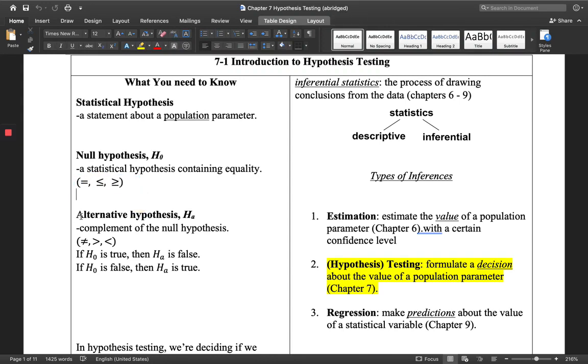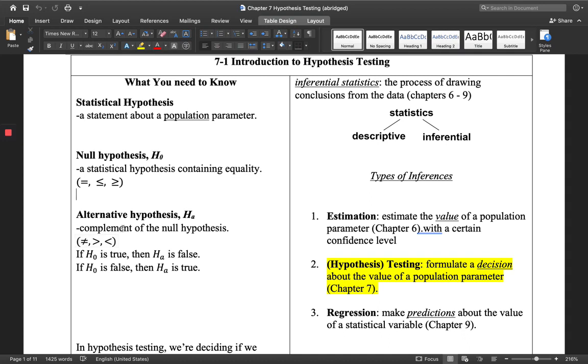Now the alternative hypothesis to that, HA, is the complement of the null hypothesis. So if the original null hypothesis included an equal sign, mu is equal to some number, its complement would be not equal to that number. If the original H0 is less than or equal to something, its complement would be strictly greater than. If the original H0 is greater than or equal to, its complement is less than something.